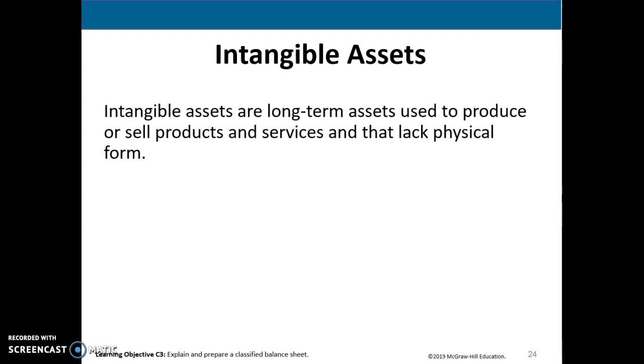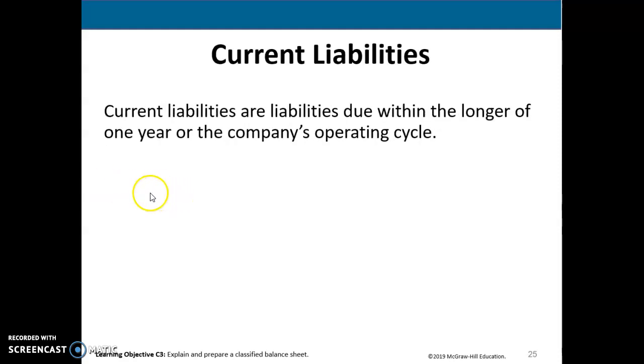Intangible assets are long-term assets that are used to produce or sell products and services, but they don't have a physical form. So again, the copyright, the trademark, those kind of things are going to be our intangible assets. Current liabilities are liabilities that are due within 1 year.